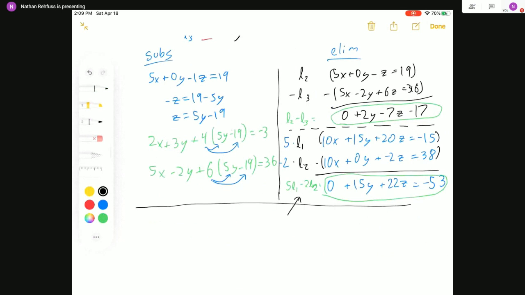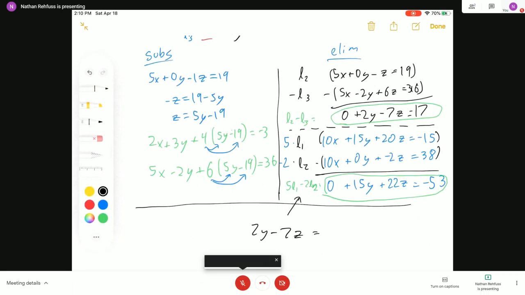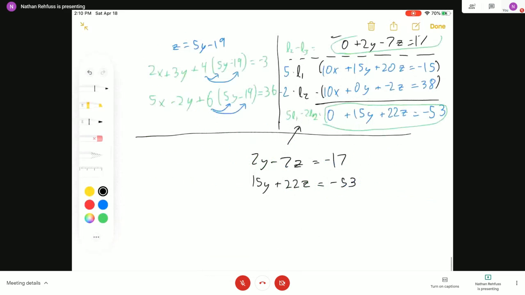So I have 2y minus 7z equals -17, and 15y plus 22z equals negative 53. Sadly, it doesn't look like there's going to be a great way to solve this. I'll go ahead and use elimination. I usually prefer elimination, but it's up to you which one you like.